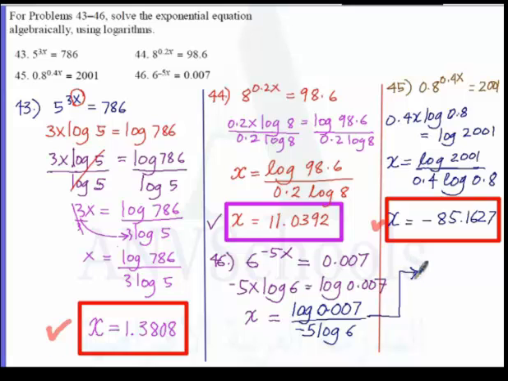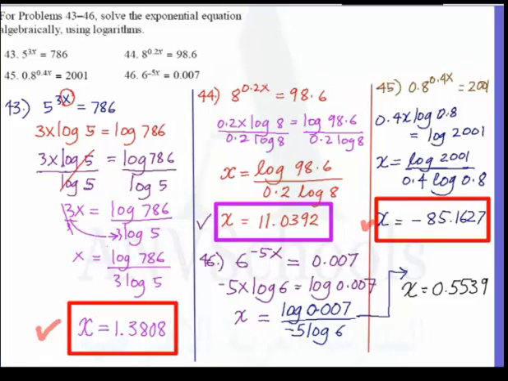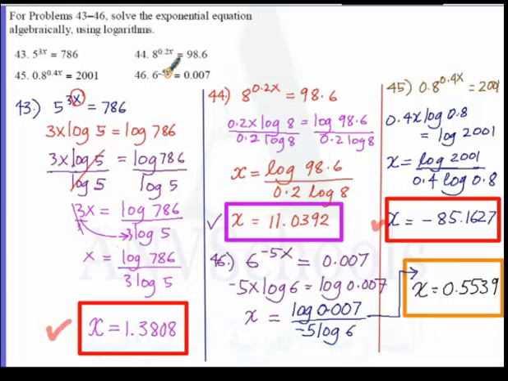And this will give me x is equal to, let us do this together. We have log 0.007 divided by negative 5 log 6. So this will give me a value of x which is equal to 0.55539. And if you want to verify if the answer is correct, then all you have to do is just substitute this value of x to the x in number 46 here.